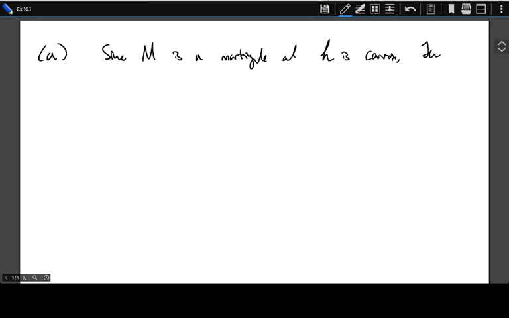In the first part of this question, we shall prove that the Snell envelope of H is a martingale. Since M is a martingale and H is convex, Jensen's inequality gives that capital H, which is H of M, is a submartingale. That's a very useful property.